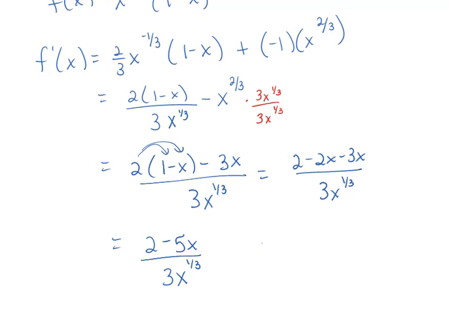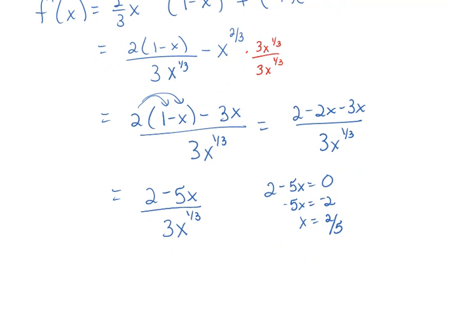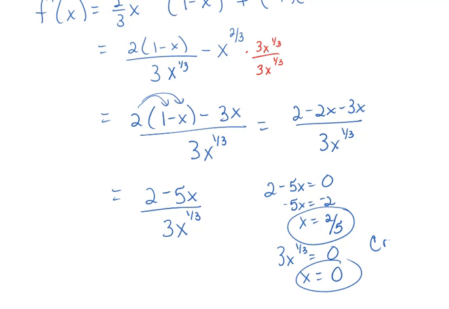So your critical numbers occur where the derivative equals 0 or does not exist. So we definitely need to look at where the numerator equals 0, so at x equals 2/5, and then also where the denominator equals 0 is going to be where it's undefined, so obviously at x equals 0. So these two values are your critical numbers. X equals 2/5 and x equals 0 are your critical numbers.